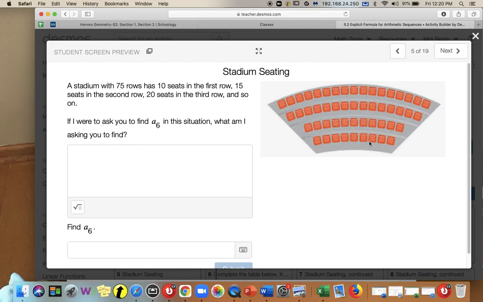Okay, so let's take a look at stadium seating. So let's say we have a stadium with 75 rows, and it has 10 seats in the first row, 15 in the second row, 20 in the third row, and so on. If I were to ask you to find a sub 6 in this situation, what am I asking you to find? And a sub 6 means the number of seats in the sixth row.